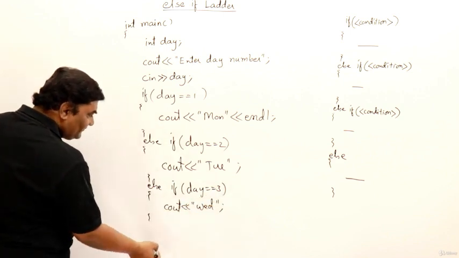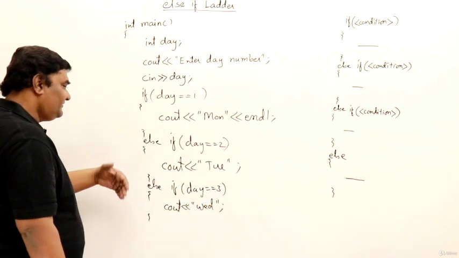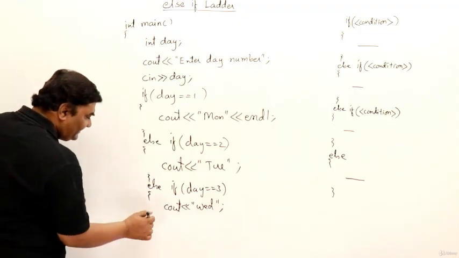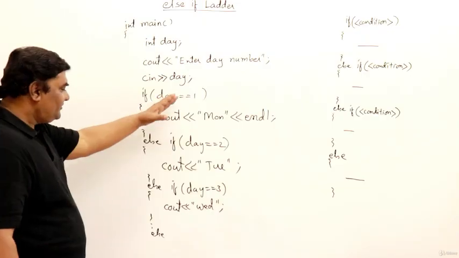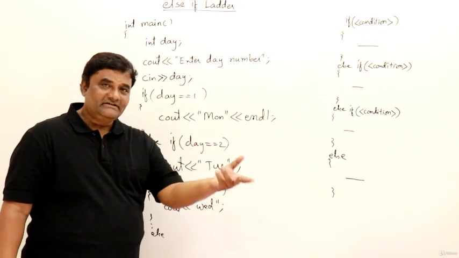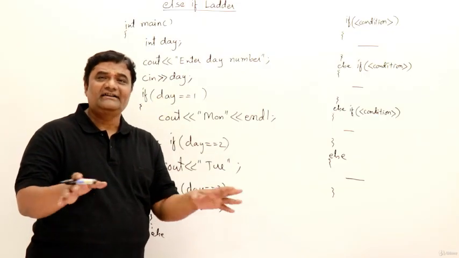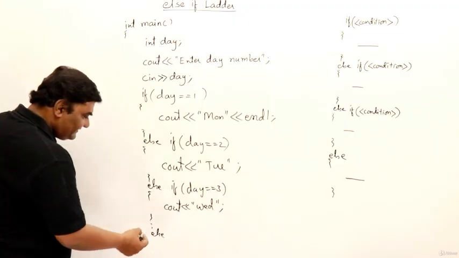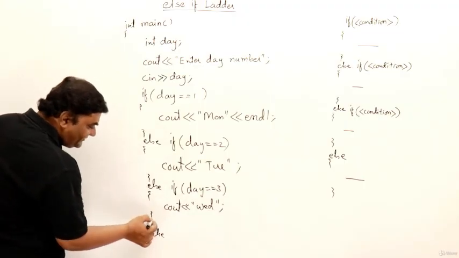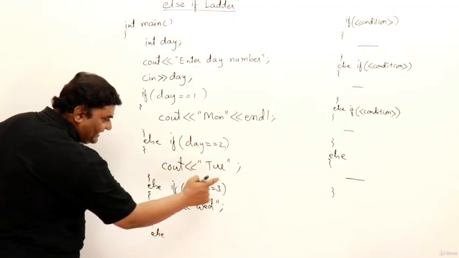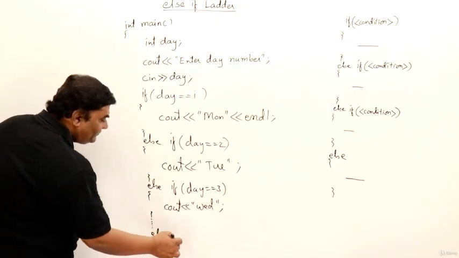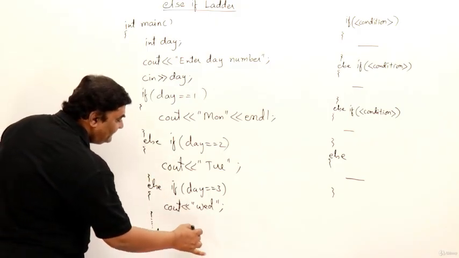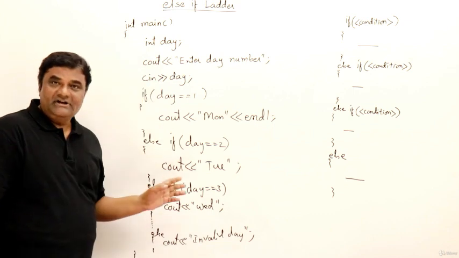Like this we can go on writing. At last we can write one else. So suppose this is continued and at last else. Now for 1 through 7 I'll be writing the cases, else we can say invalid day number. At last, this is the continuation part, so continue. For 3 I have written 4, 5, 6, 7, all you have to write on. Then after that cout invalid day. So this is the program.